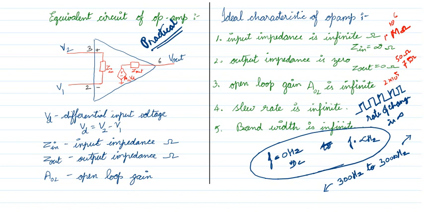Open loop gain I can say 2 into 10 power 5. Slew rate is 10 power 6. Bandwidth is very large. So these are the practical values, and these are the ideal values. But remember, to solve the circuit, we will be working only with ideal characteristics. Then only can we make an application quite easily. We can understand the circuit or develop the application easily by taking only these ideal characteristics: input impedance infinite, output impedance 0, open loop gain infinite, slew rate infinite, bandwidth infinite.